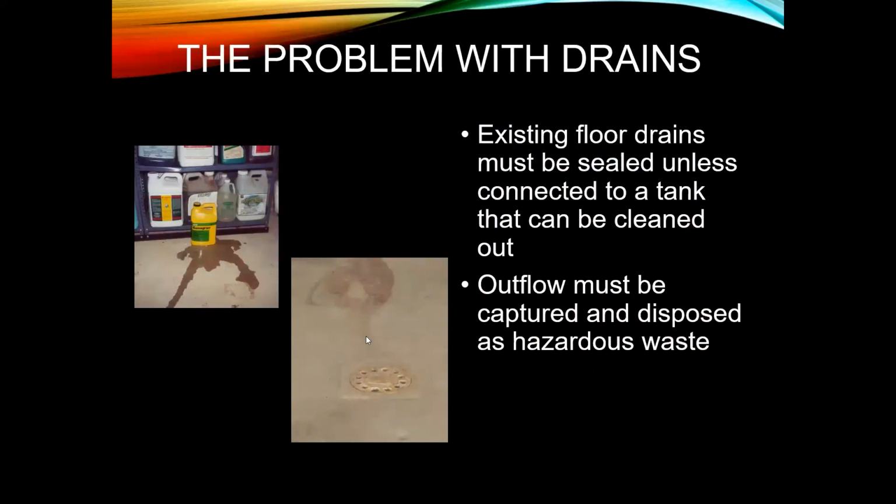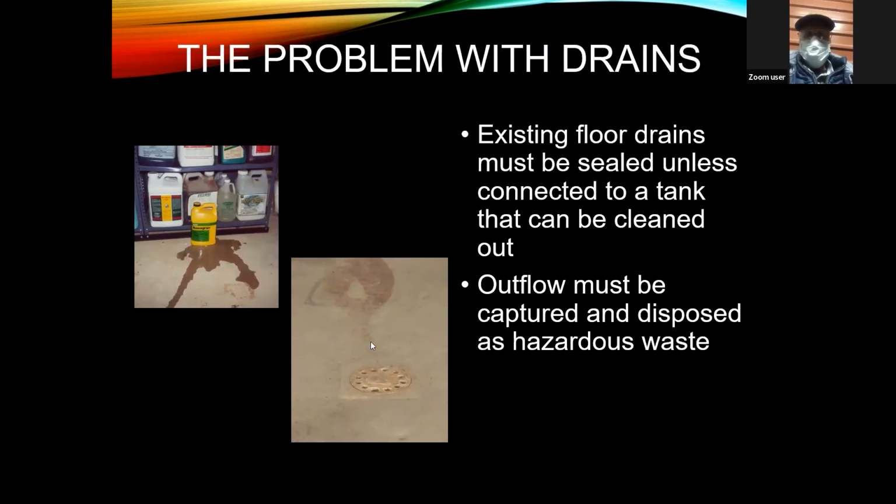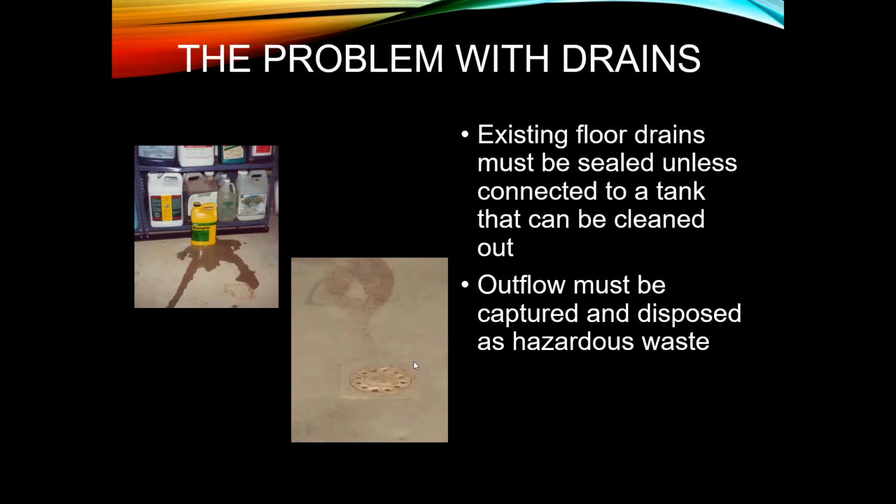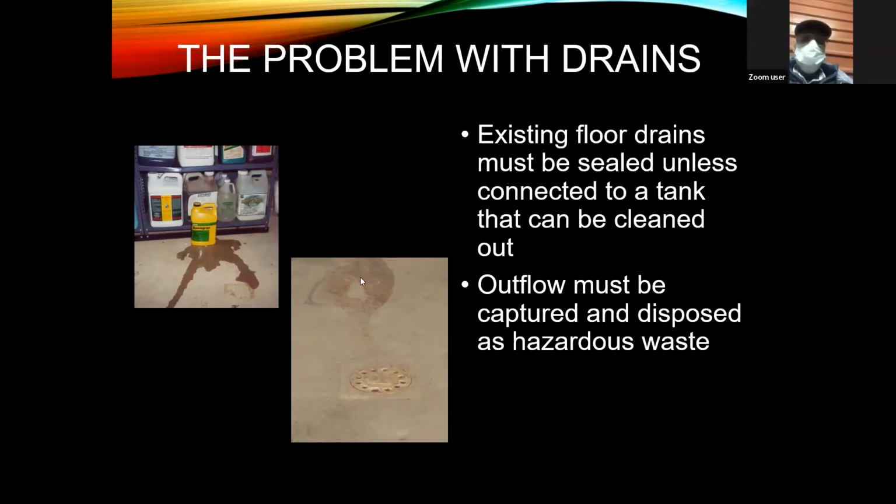In my warehouse, I had probably 8 or 9 drains like this one in the floor. When I started, we had to go in there and plug every one of them drains and weld them off. They have a cap that is welded off. You don't want drains going into your sanitary sewer, things like that, exposed where that herbicide can get through. Existing floor drains must be sealed unless they are connected to a tank that can be cleaned out. Outflow must be captured and disposed of as hazardous waste.